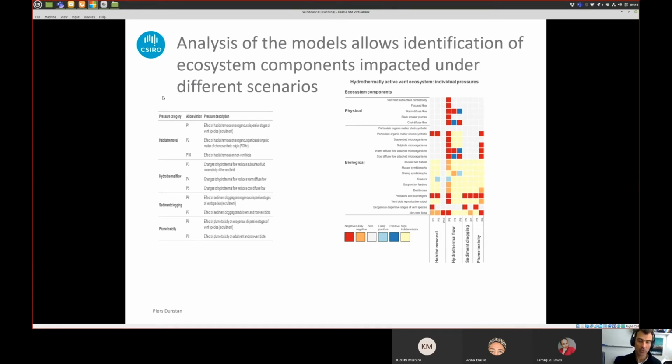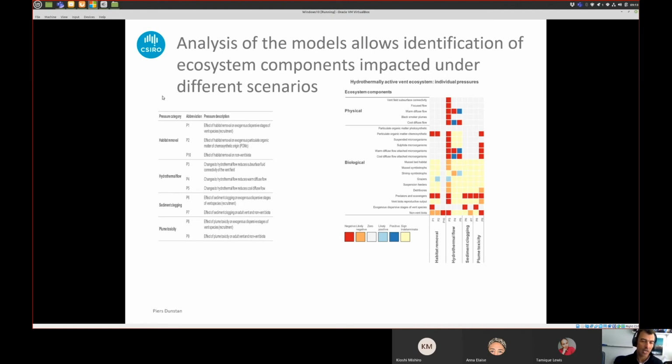Some of the pressures, the changes that are occurring in the system, will affect some parts of the system strongly, but other ones actually affect almost all of the system in an extremely strong way. And that would be the case with hydrothermal flow: reducing the subsurface connectivity within the vent field has a very big effect on the entire system.